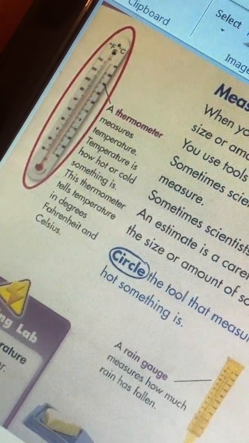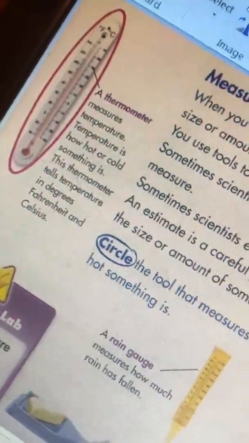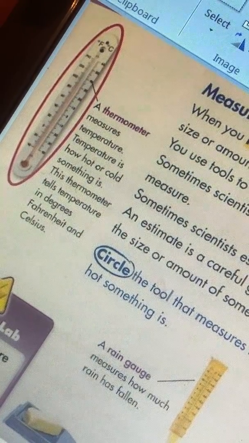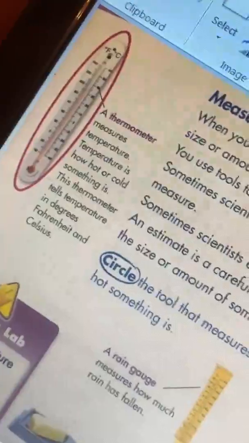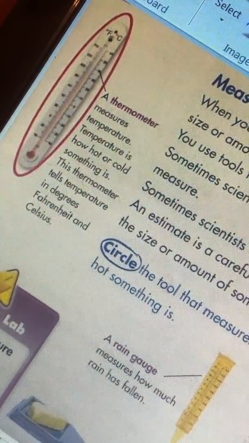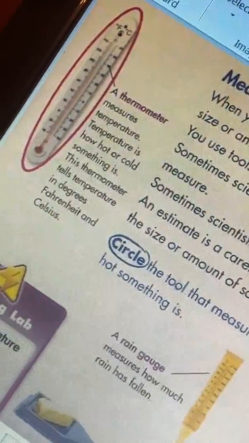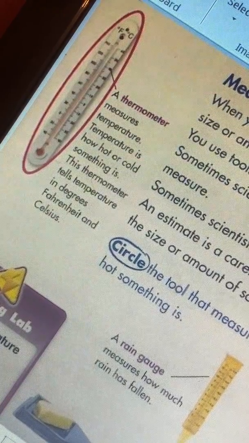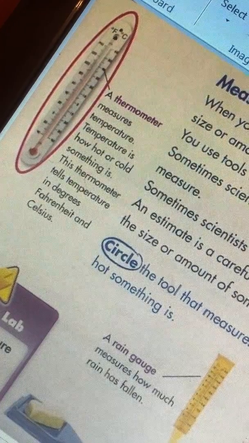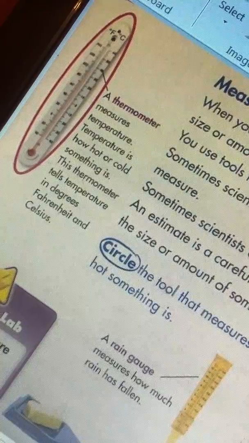A thermometer is a tool to measure temperature, and temperature means how hot or cold something is. We sometimes use it when we are sick. We want to know the temperature of our bodies, so we use a thermometer to measure our temperature. If it's 37 or around 37 degrees, it is the normal temperature, so we are good, inshallah.